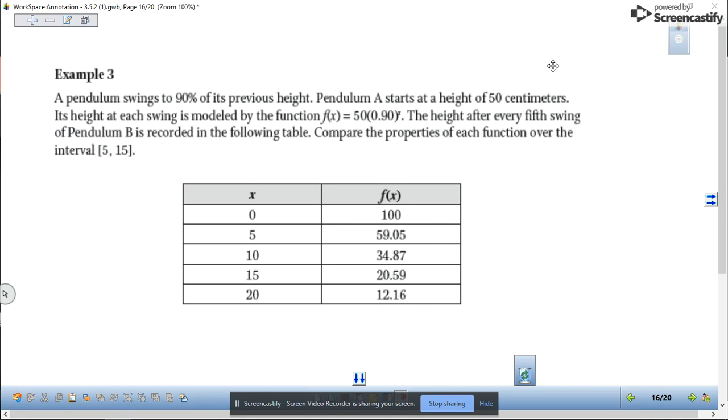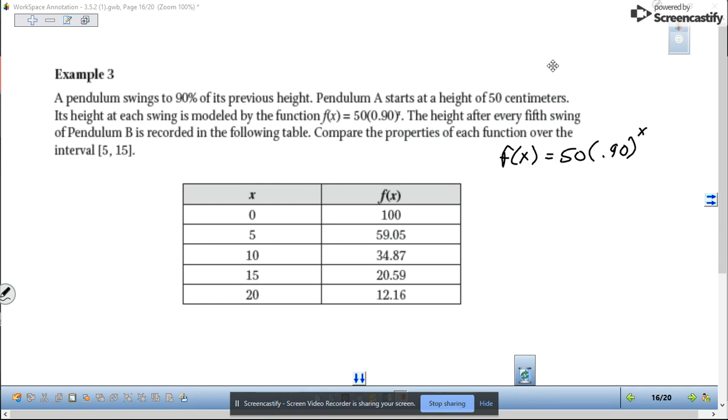All right, so last example, we don't have a graph this time. We're given tables, and we're going to have to use that. So a pendulum swings 90% of its previous height. Pendulum A starts at a height of 50 centimeters. All right, so they gave us the function for f of x. So f of x is 50 for the initial height, and then we're going 90% of that after each swing.